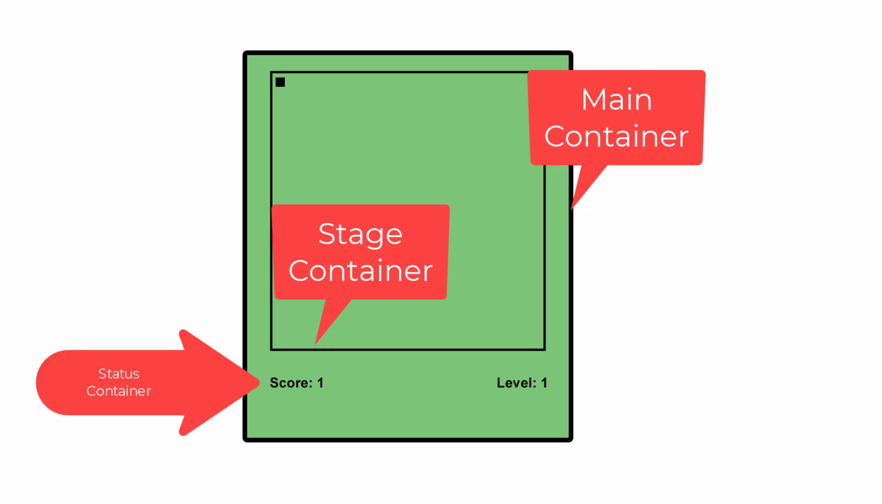In the bottom, we have a game status container. It includes two text fields. One is for game score, another is for game difficulty level.